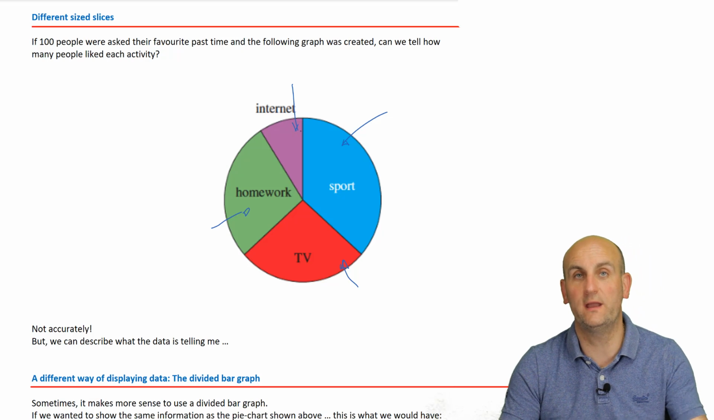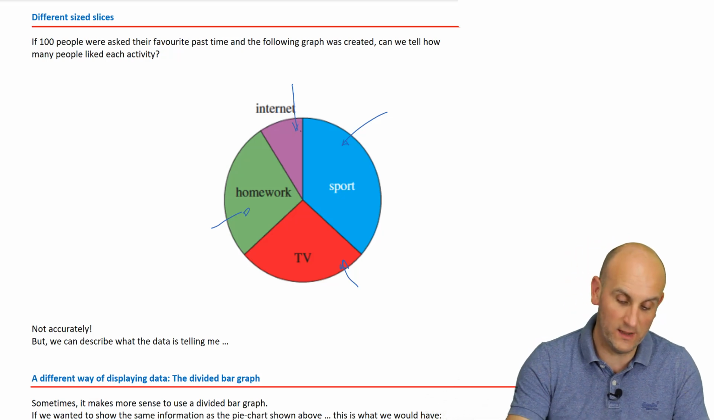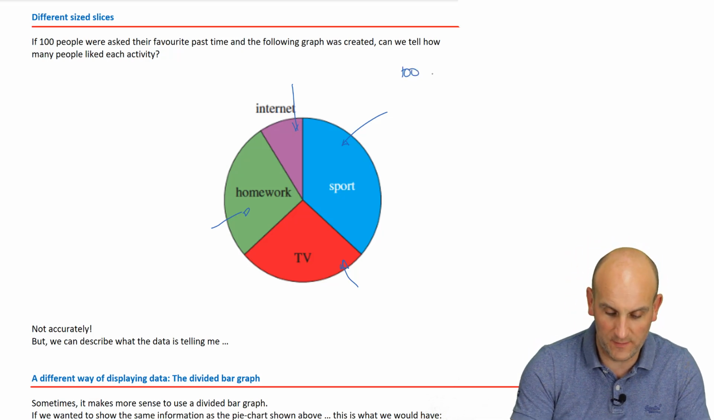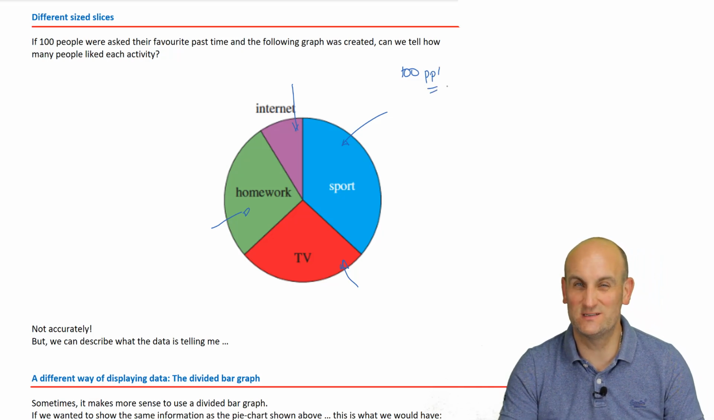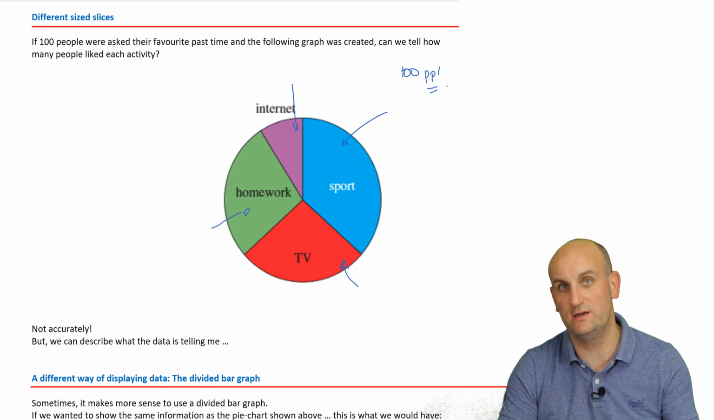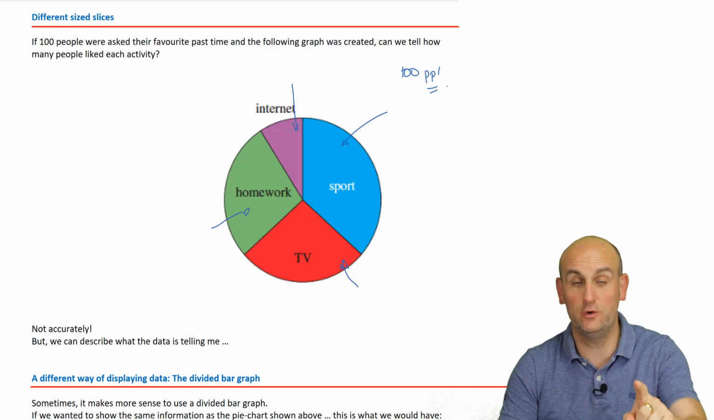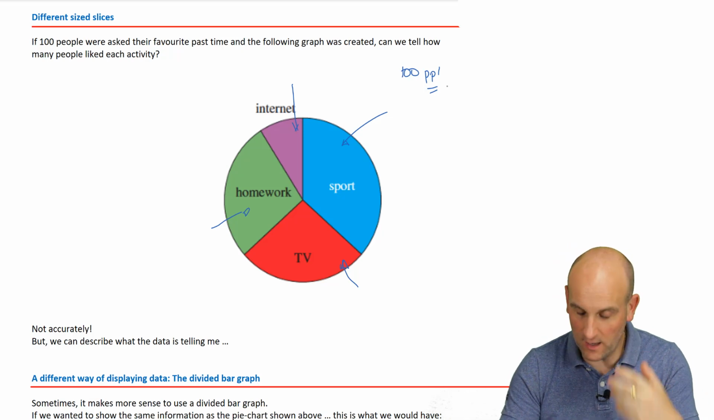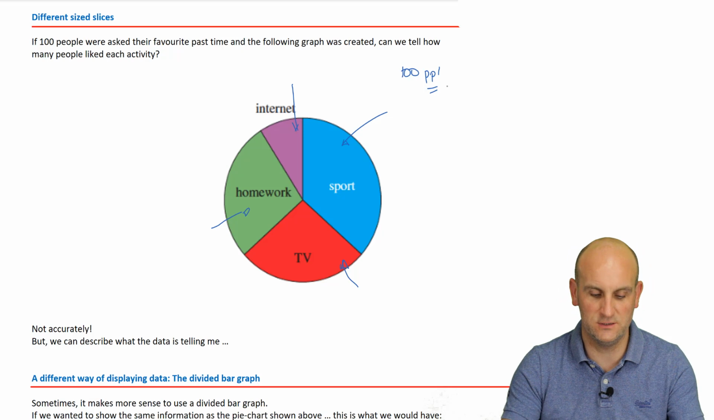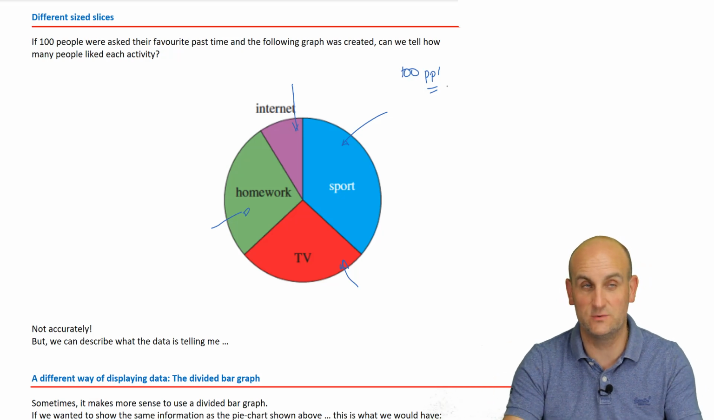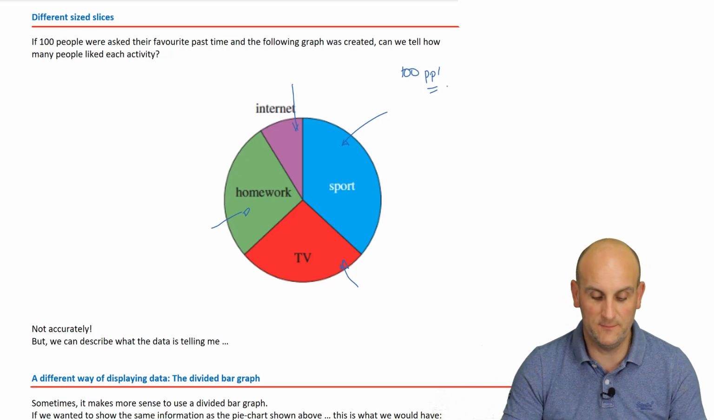Now, can we work out how many people were in each of those slices? Well, we know there's 100 people in total, but are each of those slices equal in size? Sadly not, no. So in this situation, I can't. I could if I used my protractor, and I asked all of you who currently have me as a lesson to bring your protractor, and you'll learn how to use that in a moment. But looking at this straight away, I can't work out how many people are in each slice.